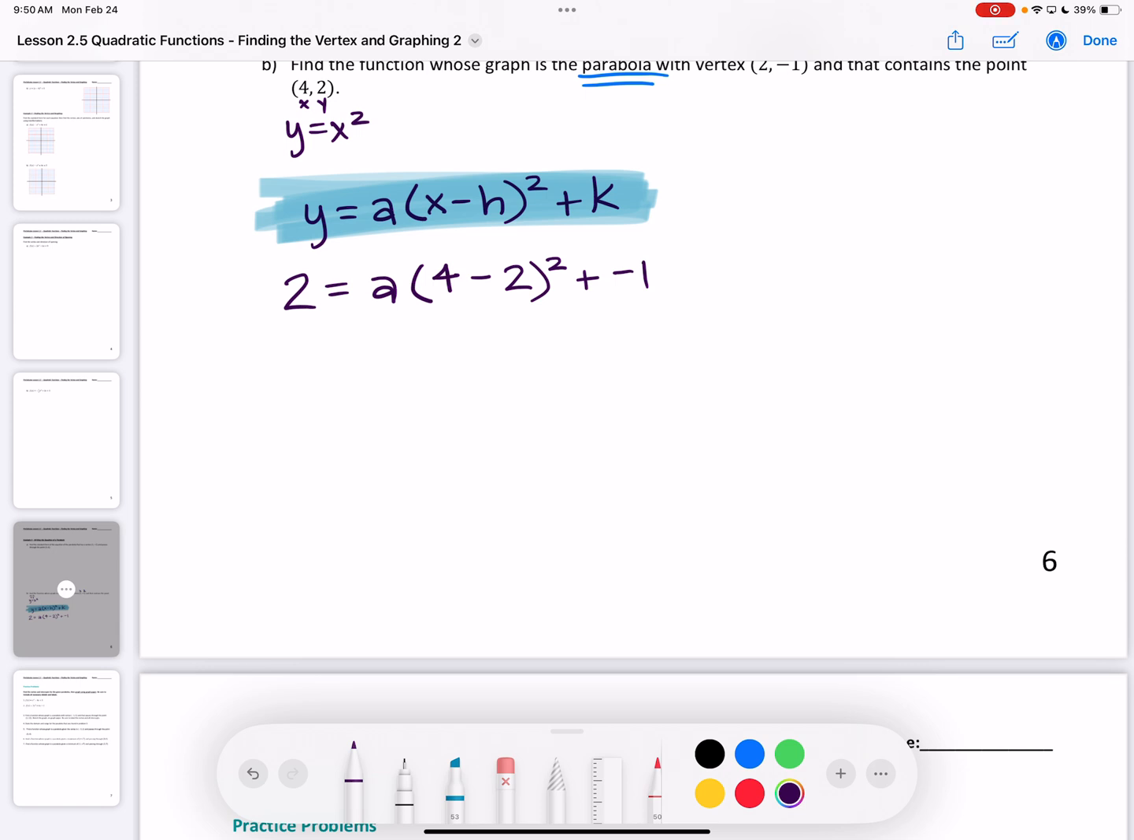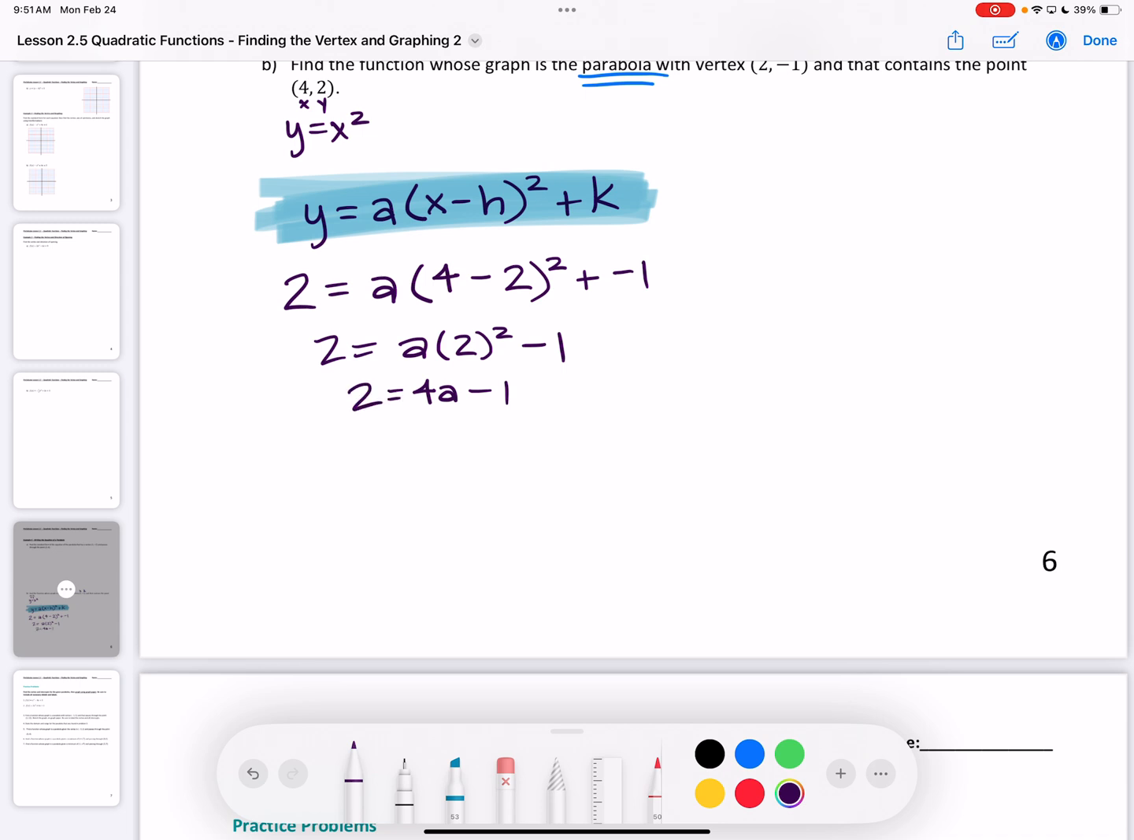So order of operations, PEMDAS, right? Parentheses first. 4 minus 2 is 2. Okay. E stands for exponents. Plus a minus just becomes negative. E stands for exponent, right? So 2 squared is? 2 squared is 4. And I like to put the 4 in front of the A. That's just a preference. You don't have to, but I like to.